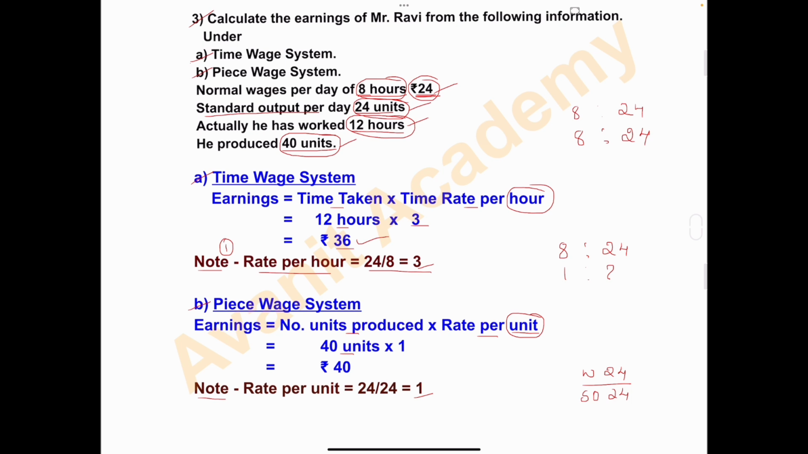Right, here rate per unit is 1. Rate per unit is 1. 40 into 1, 40 rupees. So under the piece wage system, the earnings is rupees 40. So this is the 5 marks problem from a previous year question paper.